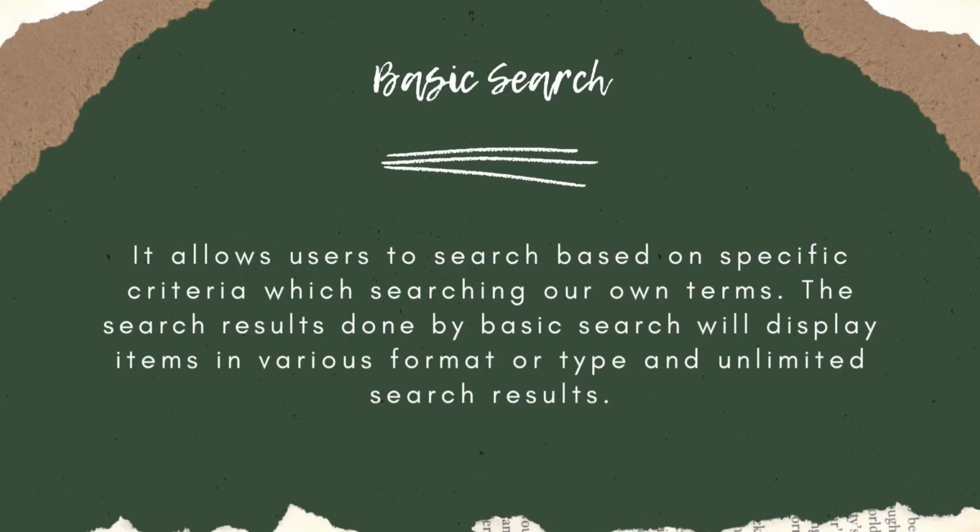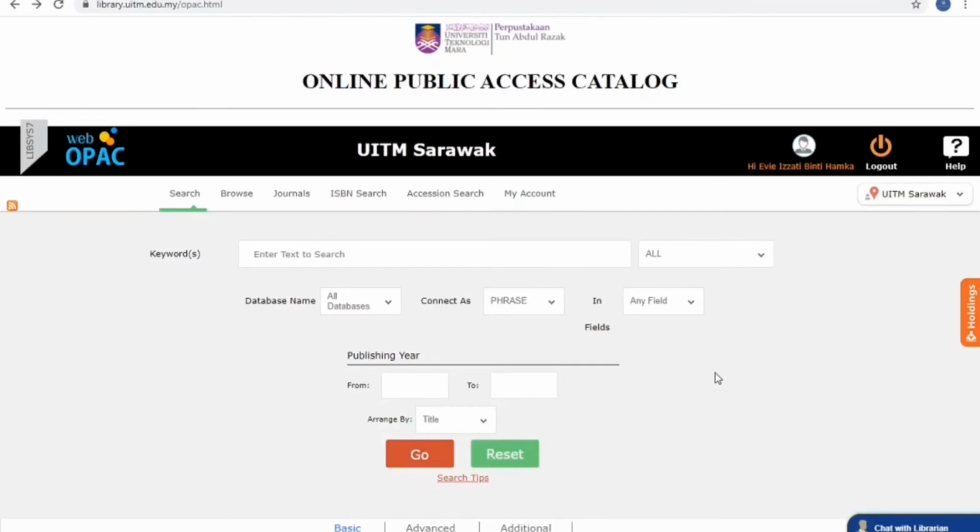What is basic search? Do you know how to conduct a search in Web OPAC? Web OPAC has provided OPAC search via basic search, advanced search, and additional search. Besides, it also provides the user with informational button searches such as browse, journals, ISBN search, accession search, and my account.